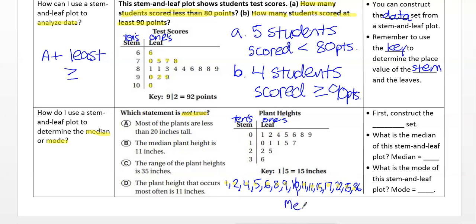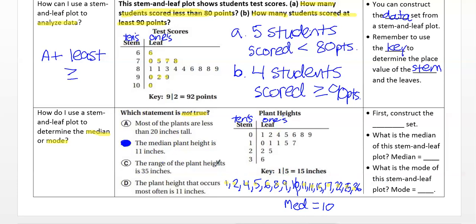The median is the middle number when the data are ordered from least to greatest. So the median is equal to 10. And hopefully you remember it's not as affected by outliers as the mean. Okay, so the median plant height is 11 inches. Is that true? Not true. It looks like B is the answer, but we're going to really make sure.